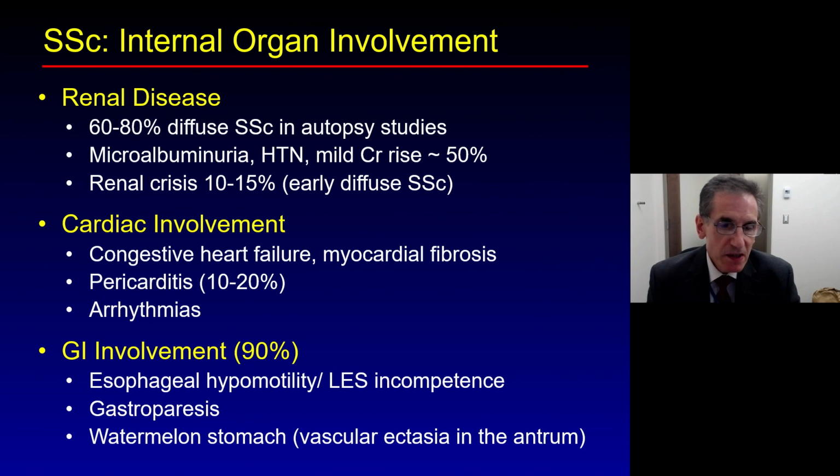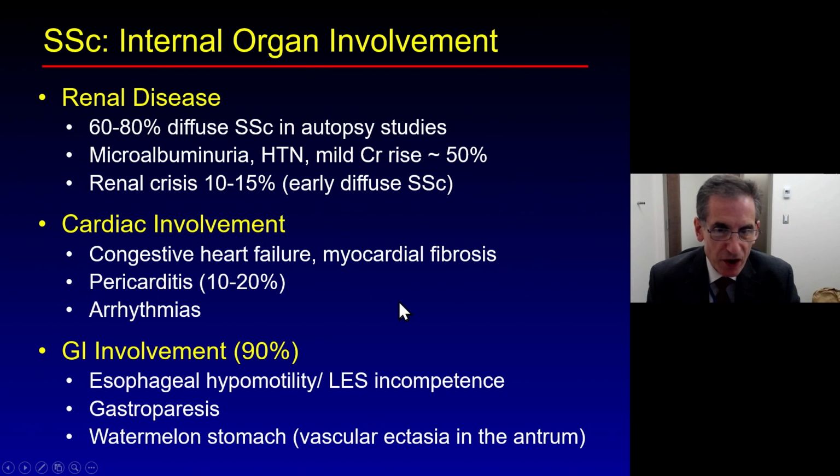Renal crisis occurs less frequently than before because of our recognition of this problem, but it does occur typically in early diffuse disease. It's treatable with ACE inhibitors, and the use of ACE inhibitors has cut the morbidity and mortality associated with renal crisis in scleroderma significantly. But it's important to watch for, and prompt treatment with ACE inhibitors is extremely important.